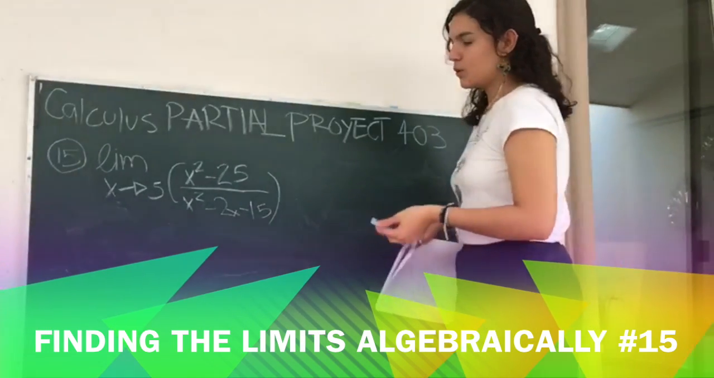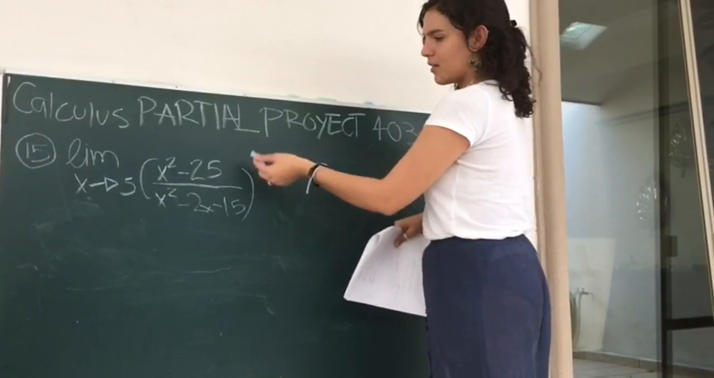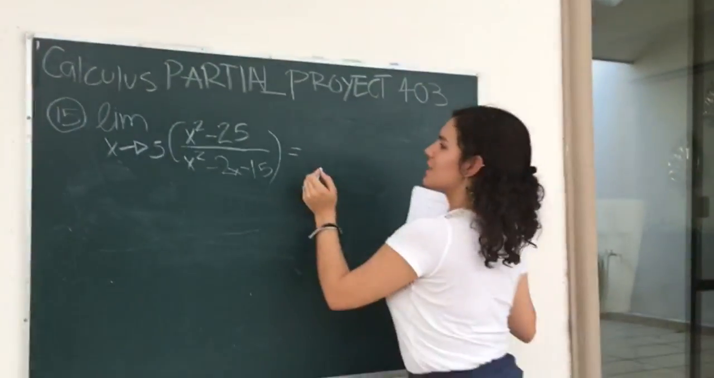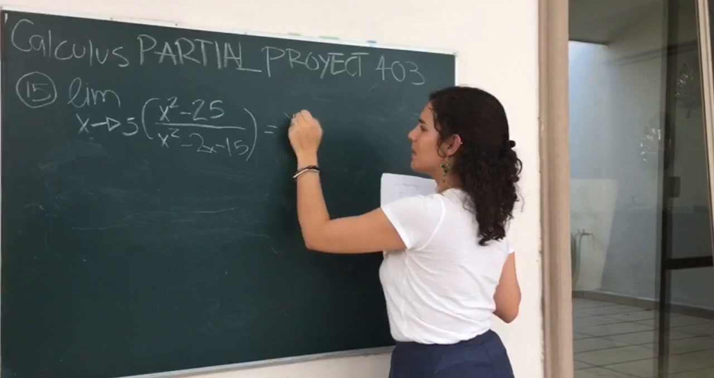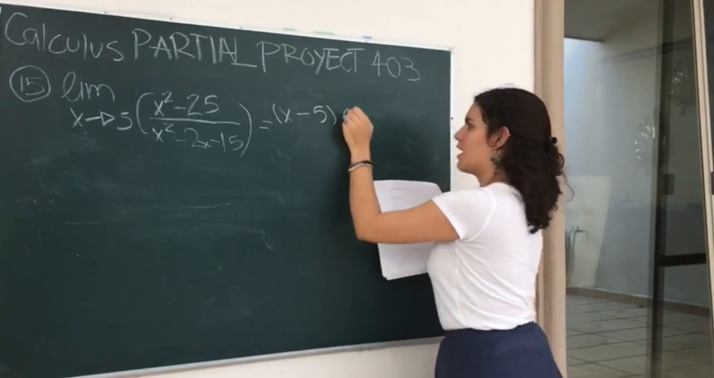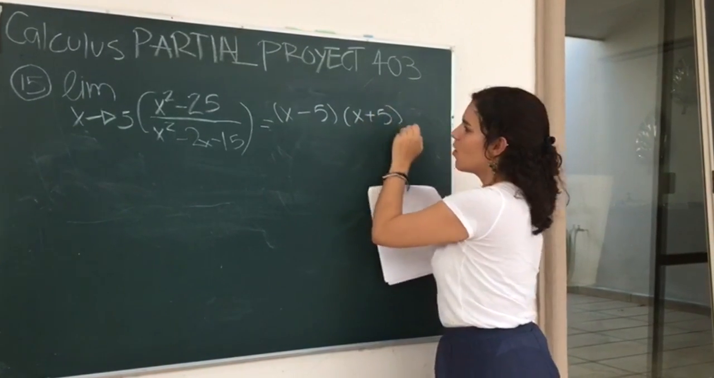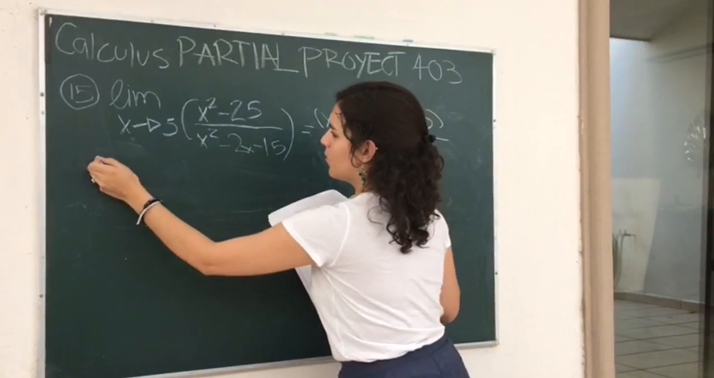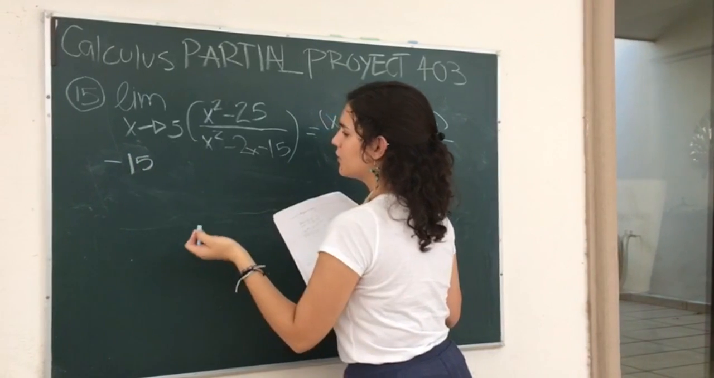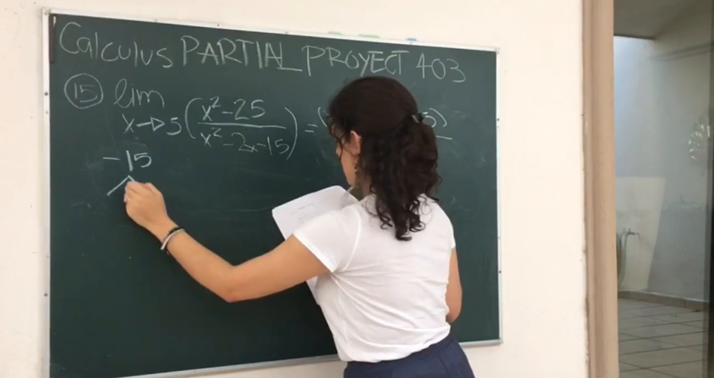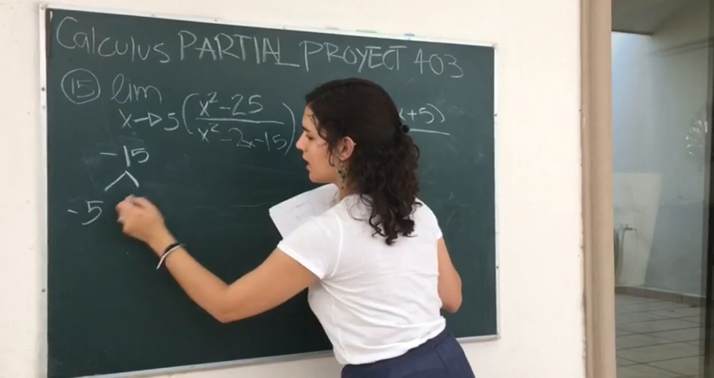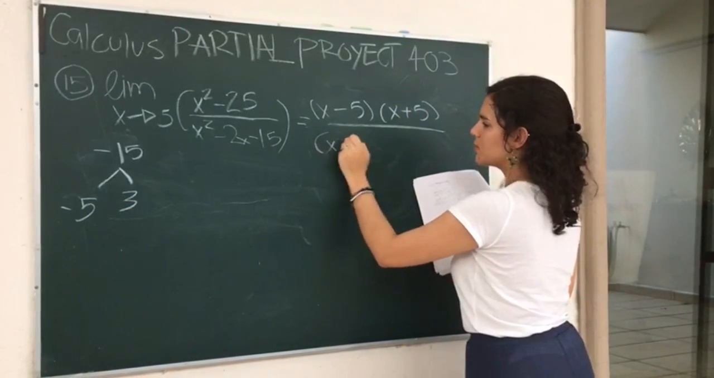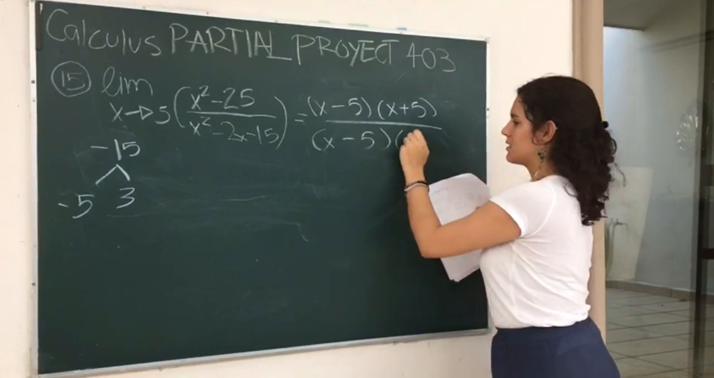Okay, an example of limits being solved algebraically is number 15 in the study guide. The first thing you need to do, like Ericka said, is to factorize the numerator and the denominator. In this case, the numerator would stay at x minus 5, x plus 5. For the denominator, you need to find which two numbers multiply to negative 15 and add to negative 2. These numbers would be negative 5 and 3. In that case, you would have x minus 5, x plus 3.